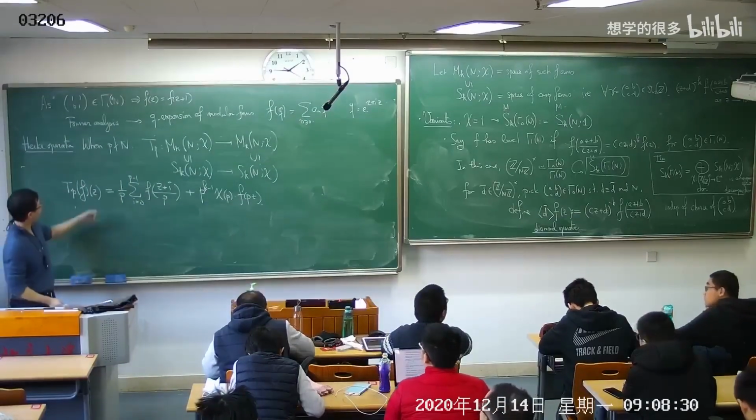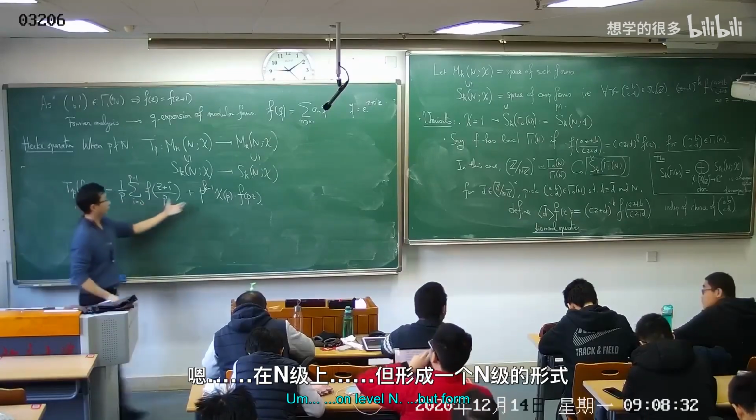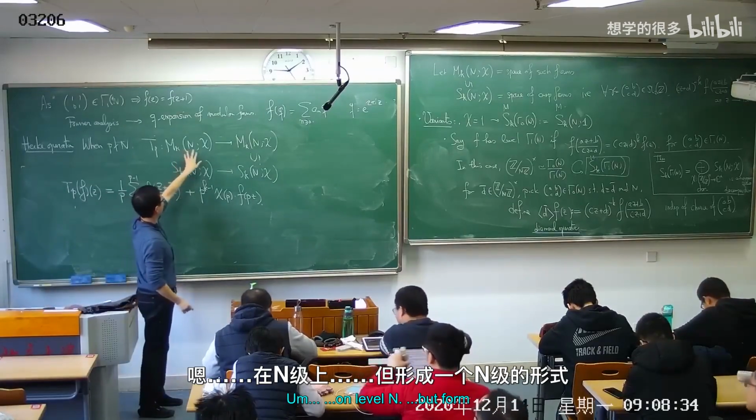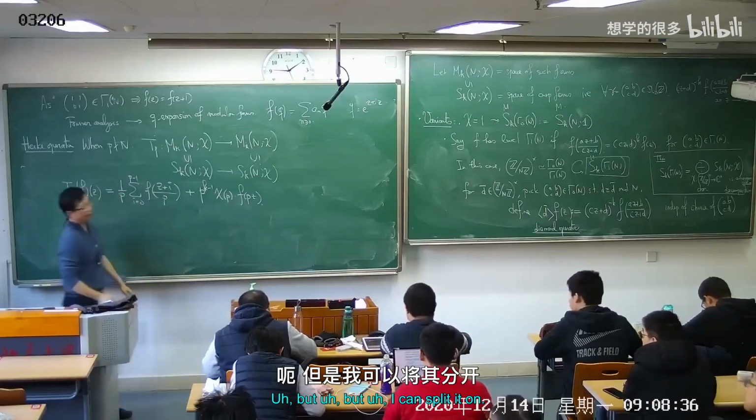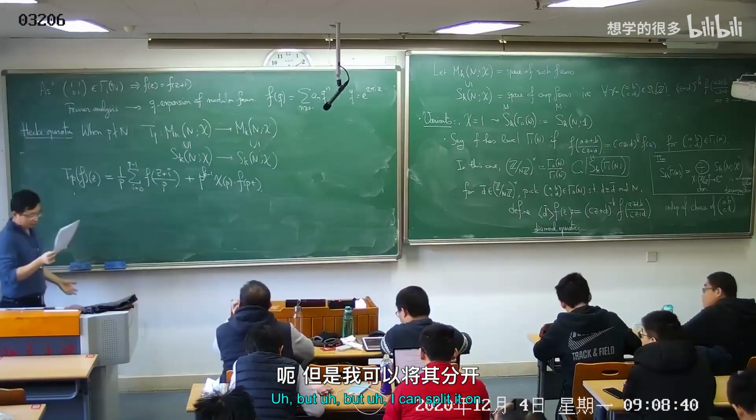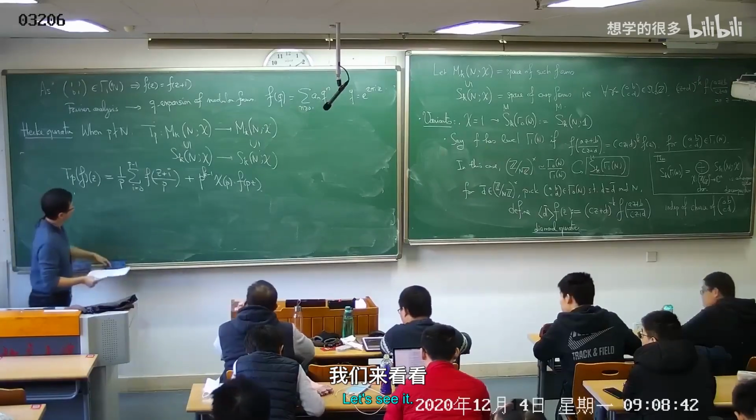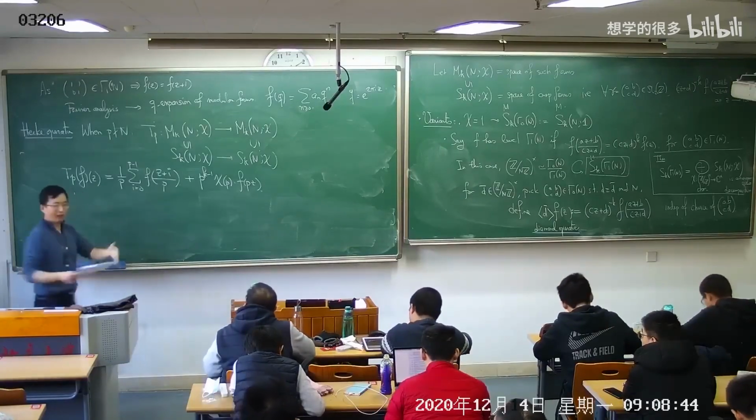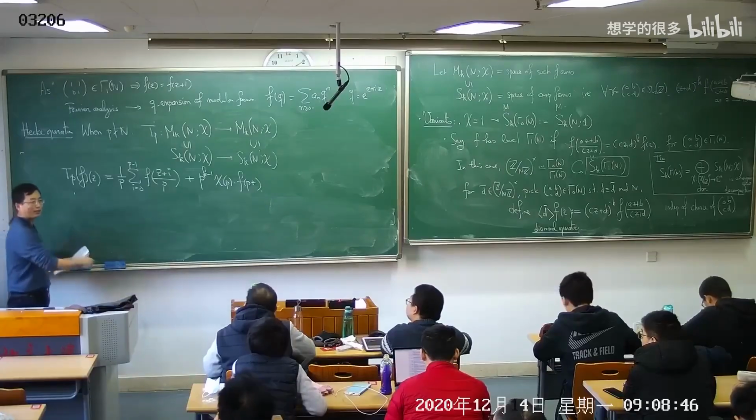It's not clear at all from this expression why this will take a modular form of level n to a modular form of level n. But I guess later on we'll see, as you learn the theory of modular forms.